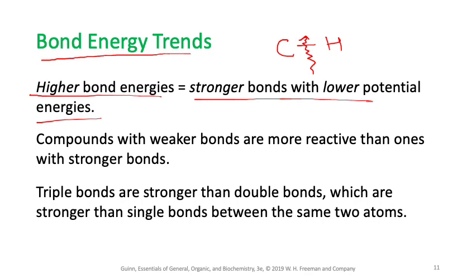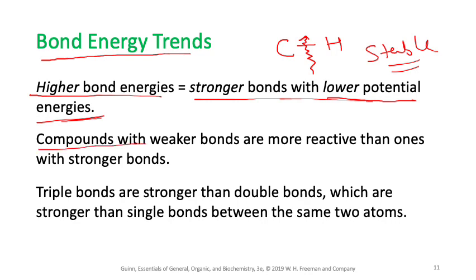And the second thing, it says it has lower potential energy. So just remember this: if a particular type of bond has higher bond energy, that means that bond is stronger and has lower potential energy. That means that bond is stable. So the stronger the bond, the more stable the bond, right?